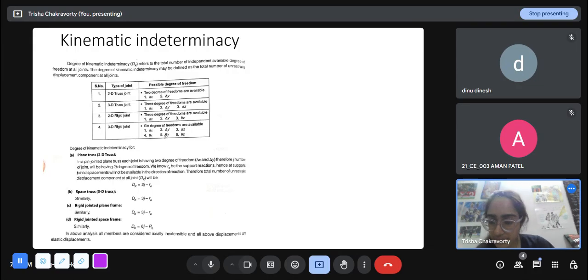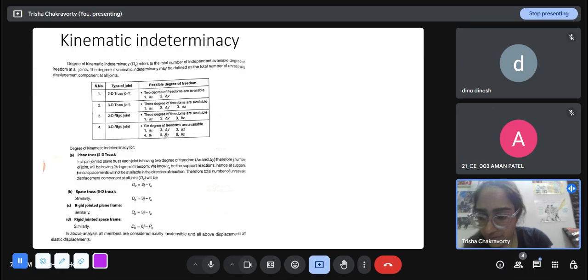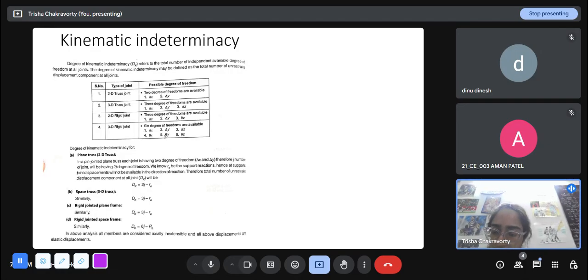So let's look at the formula. The formula will be self-explanatory. Degree of kinematic indeterminacy for a plane truss, a 2D truss. In a pin jointed plane truss, each joint has 2 degrees of freedom, delta x and delta y. Therefore, j number of joints will have 2j degrees of freedom. And we know that Re will be the support reactions. Hence, at supports, joint displacements will not be available in the direction of reaction. So the total number of unrestrained displacements at all joints will be 2j minus Re.